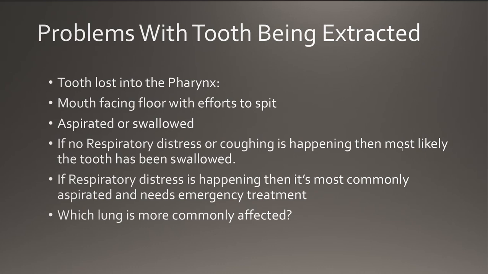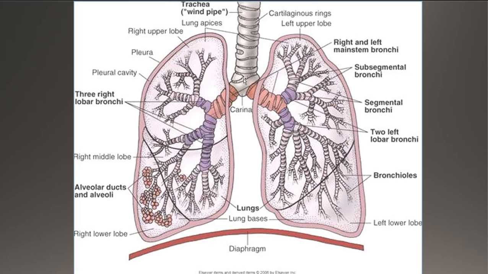So what do we do? If there is no respiratory distress, no coughing, then it's most likely swallowed. If there is distress, if there is coughing, if there is shortness of breath, this is an emergency. We call the ER and the patient should go to the ER. And they can remove the tooth by bronchoscopy or whatever it is. Now, mostly the tooth will go into the right lung because it's larger in size. The main stem bronchus would be larger.